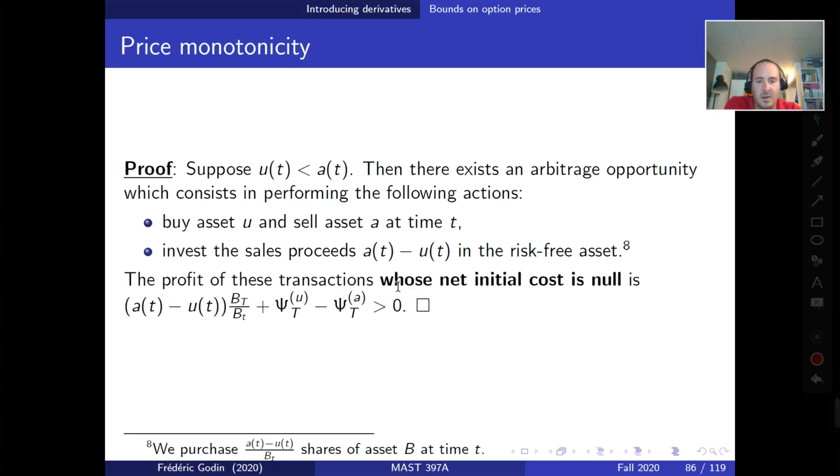And just a quick note here, we said that the initial net cost is null. It's because when you make these initial transactions, the money you receive from these transactions, you immediately invest in the risk-free asset. So your net cash flow at time small t is zero because what you receive, you invest right away. So you have no immediate cash flow at time t from that strategy. All the cash flows are at time capital T.